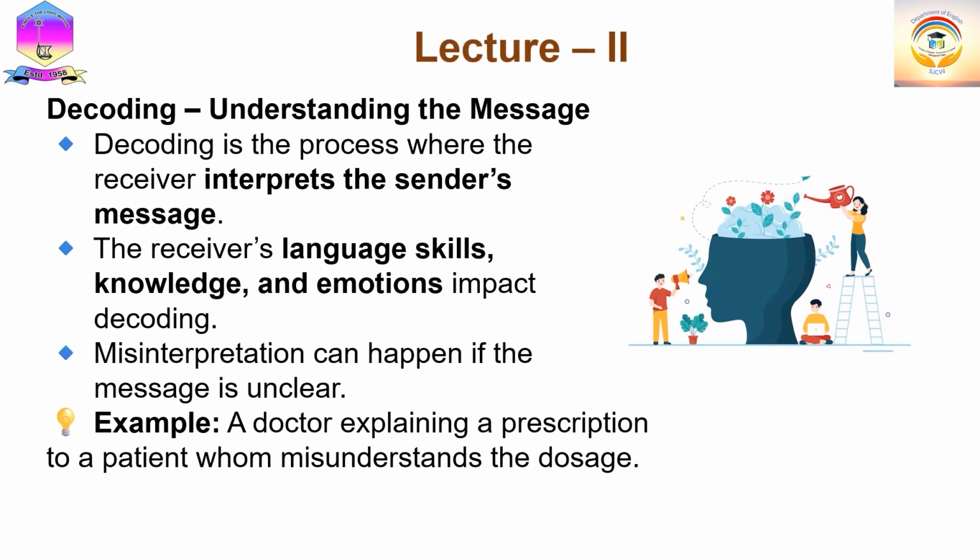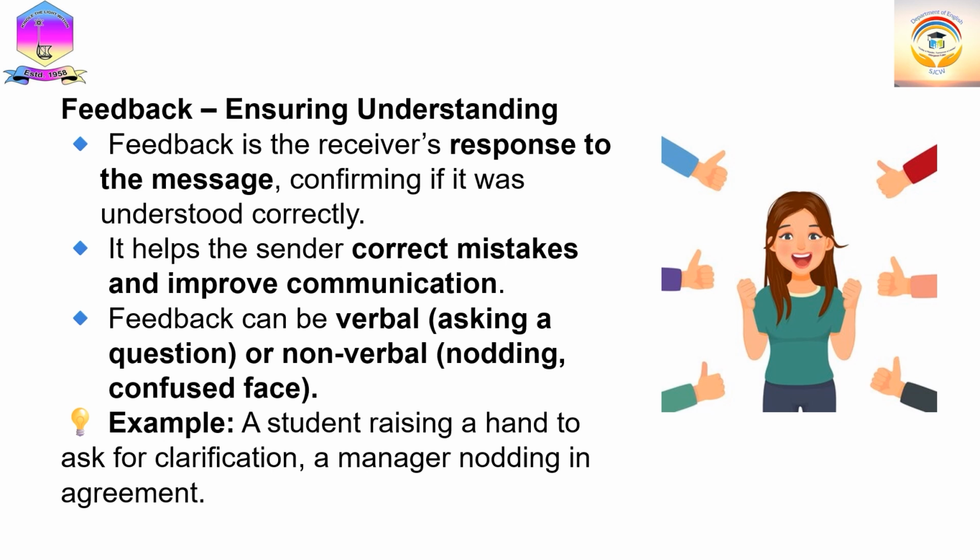Now, after decoding, where the receiver has decoded the message, the receiver gives the feedback, which means ensuring the understanding of the message. Feedback is the receiver's response to the message, confirming whether it was understood correctly. It helps the sender correct mistakes and improve the communication. The way the feedback is given, the sender also takes it and improves his style of sending the message. Feedback can be verbal, asking a question, or non-verbal, nodding, or showing confusion, or putting all types of gestures if he doesn't understand the message.